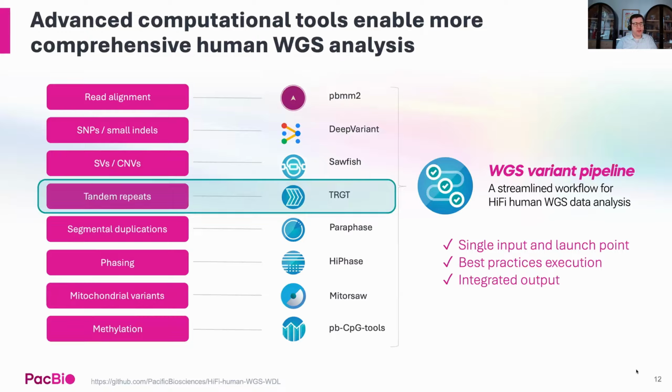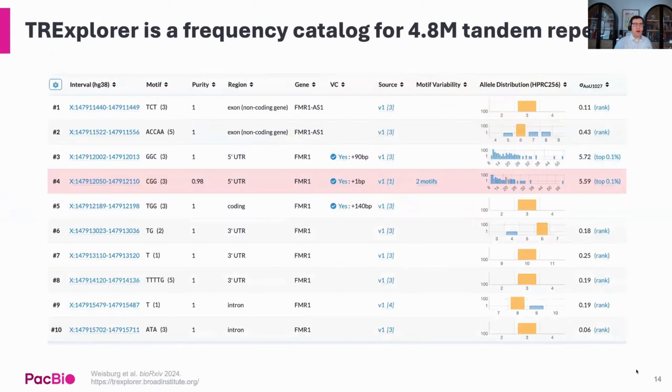Just like the structural variant calling plus merging approach was used to produce the CoLoRSdb frequency database, TRGT was applied to a number of human genomes to produce the TRExplorer frequency catalog.